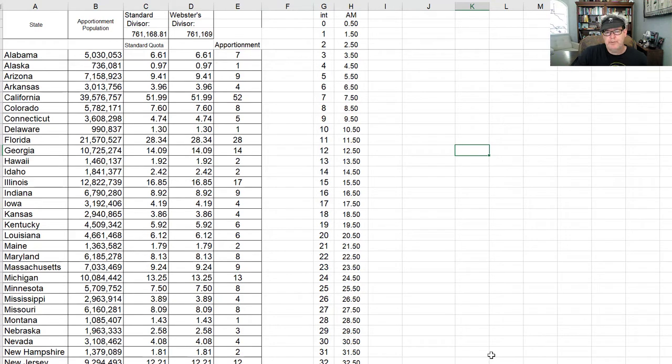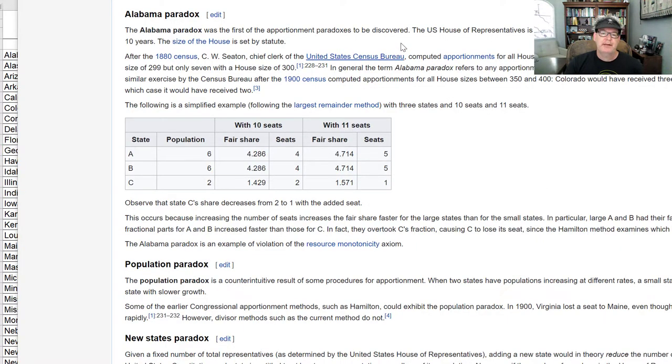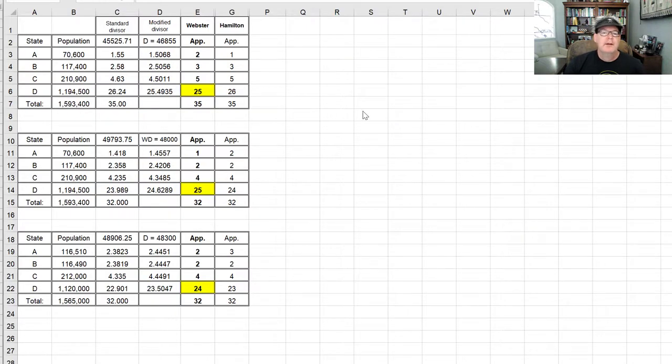Now, since Webster is a divisor, we call that a divisor method, where you just pick a divisor and then use rounding to get the apportionment. You won't have the paradoxes, the new states paradox, the population paradox, or the Alabama paradox. So these paradoxes that happen with Hamilton's method won't happen with divisor methods, but instead all divisor methods are susceptible to quota violations, and generally things have to be pretty extreme for Webster's method to have a quota violation.